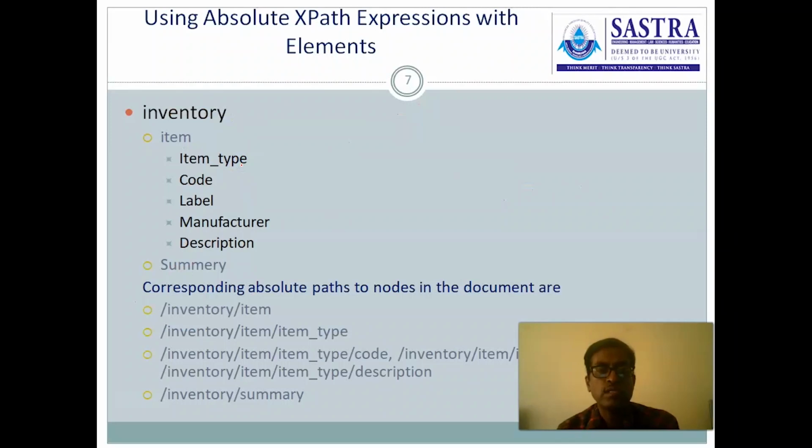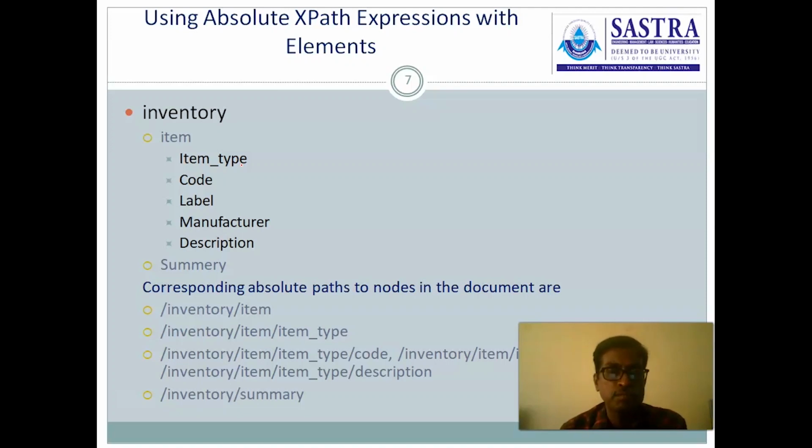And the next one, using absolute XPATH expression, how to refer the elements. First we must remember this inventory parent item, and then item is a sub-element of inventory, with item type, code, label, manufacturer, description available in item, and then summary, the second sub-element of inventory. So in that case, how to use absolute path?